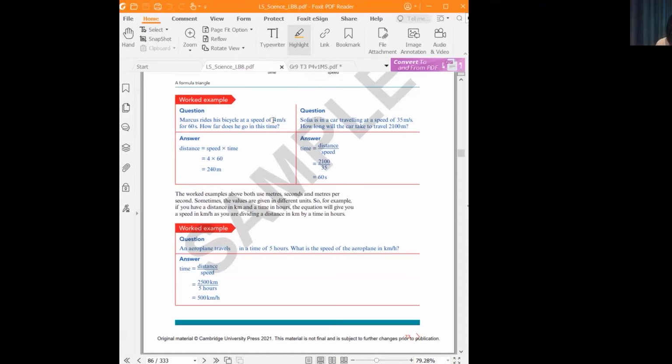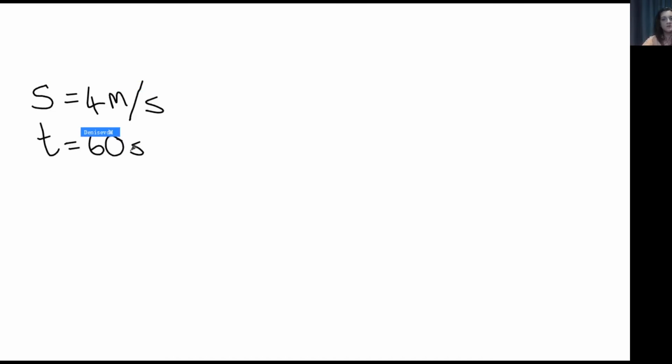Marcus rides his bicycle at a speed of 4 meters per second for a time of 60 seconds. So our question is, how far does he go in this time? So there are three things we have to make sure we know. So here we are in our whiteboard. Speed is 4 meters per second. Then our time is equal to 60 seconds.